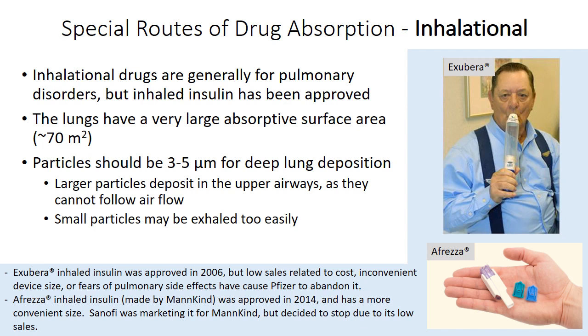But the lungs do have a very large absorptive surface area, which is, of course, primarily for oxygen and CO2 exchange. Particles should be a certain size, pretty small, 3 to 5 microns, to get the deepest lung deposition. Believe it or not, drug companies that make inhalers put an extremely high amount of time and effort into making the particle size exactly correct and testing the ideal particle size for each drug.